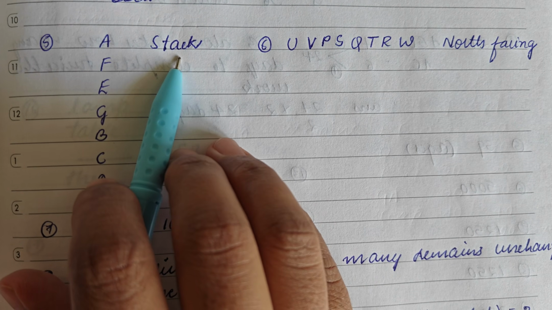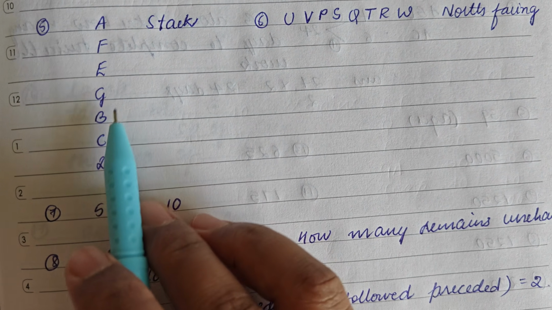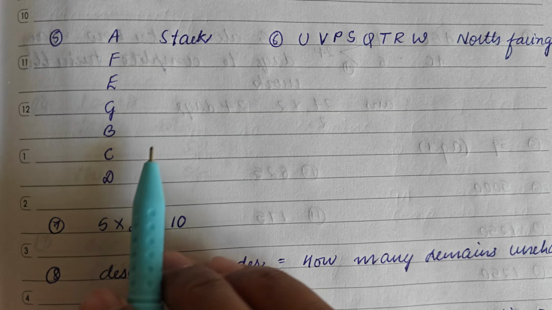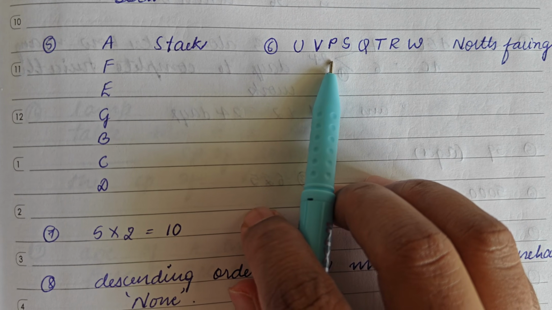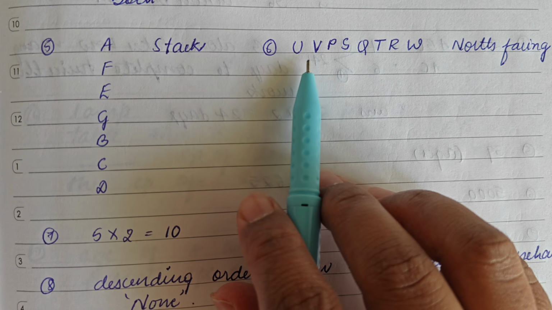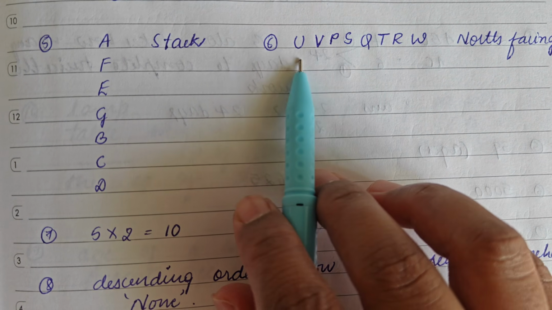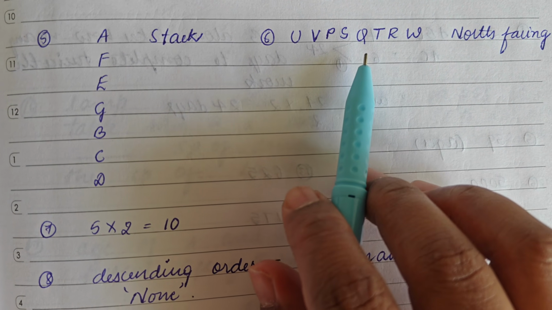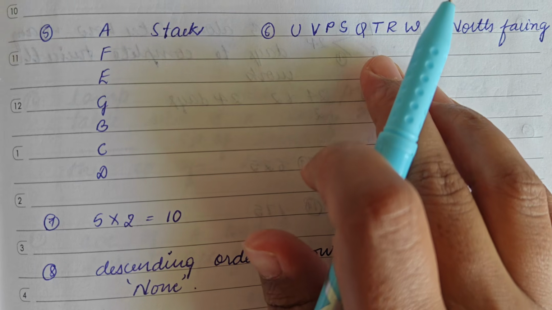This is the stack based puzzle, A F E G B C D. This is the sequence, and these are the north facing people. A total of 8 people were sitting, and they're all facing north, and this is the sequence I got. Do let me know in the comment section whether this sequence is correct or not.